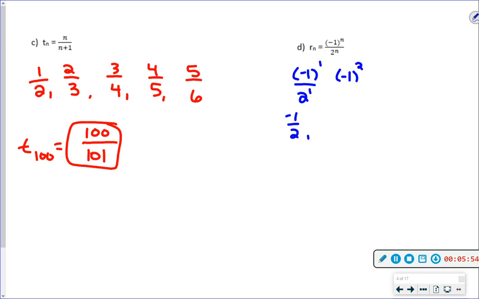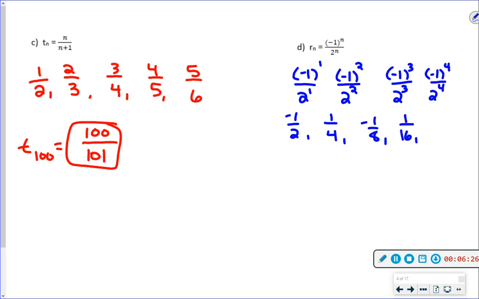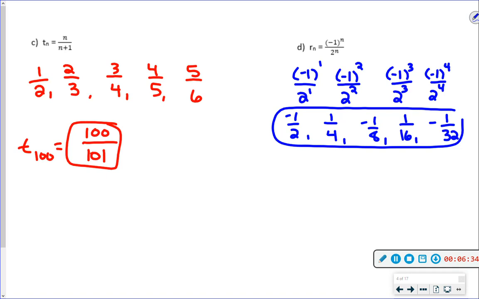What's negative 1 squared over 2 to the second? Let's simplify that. 1 over 4. Negative 1 cubed over 2 to the third. What's negative 1 cubed? Negative 1 over 8. Okay, negative 1 to the fourth over 2 to the fourth. Negative 1 to the fourth is 1, and 2 to the fourth is 16. 2 to the fifth is 32. So what's your last term? Negative 1 over 32.